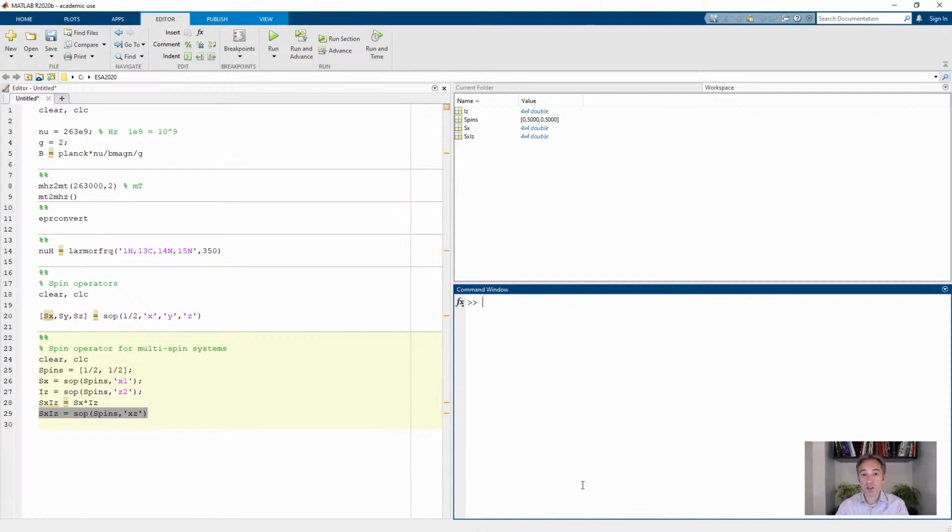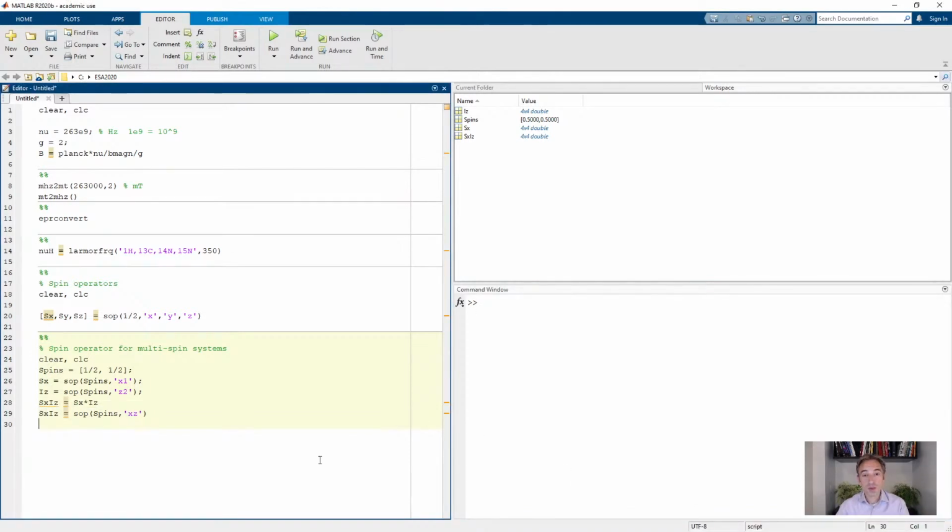In EasySpin, these spin operators are used to build a spin Hamiltonian, which then gives the energy levels. And now let's look at the spin Hamiltonian first, and then at the energy levels. There is a function to construct a spin Hamiltonian. It's called SSHAM.